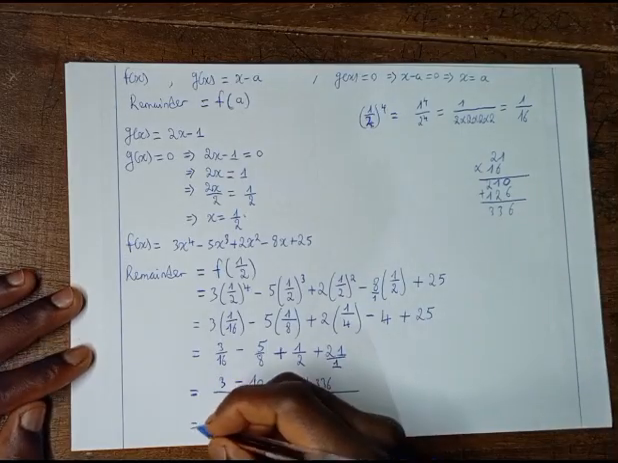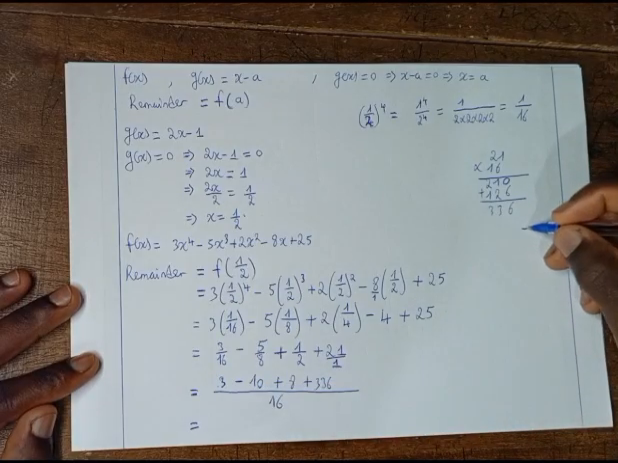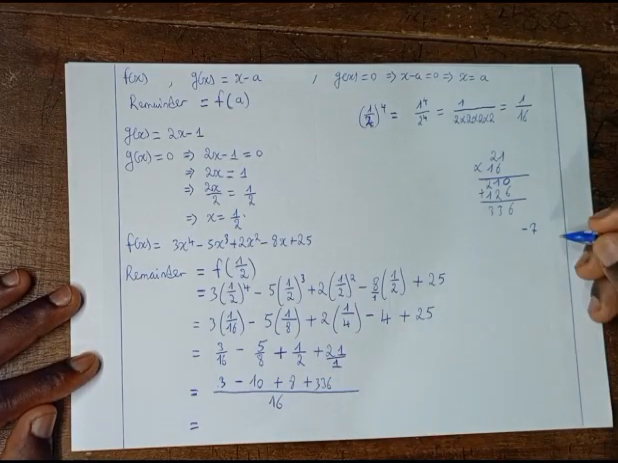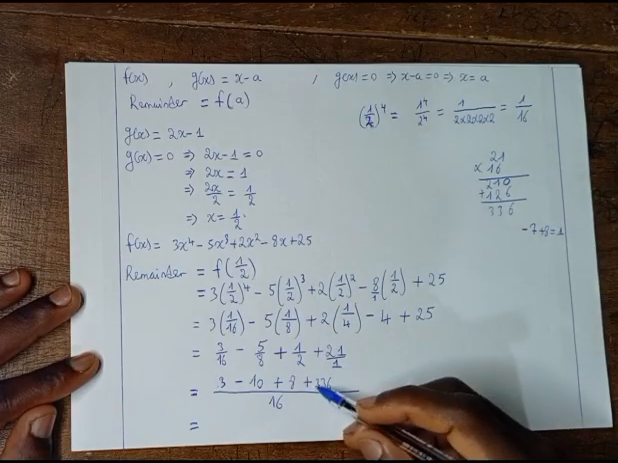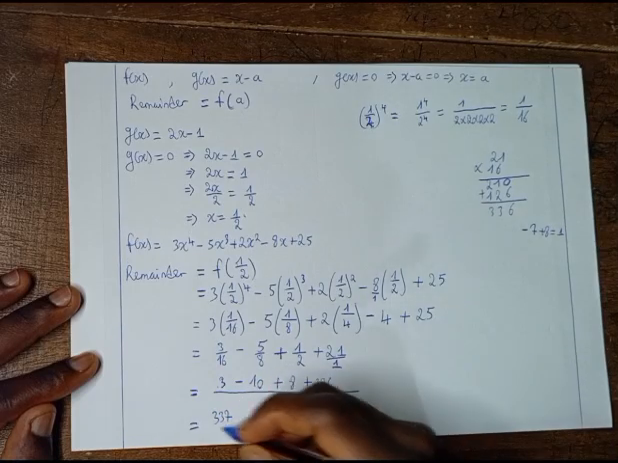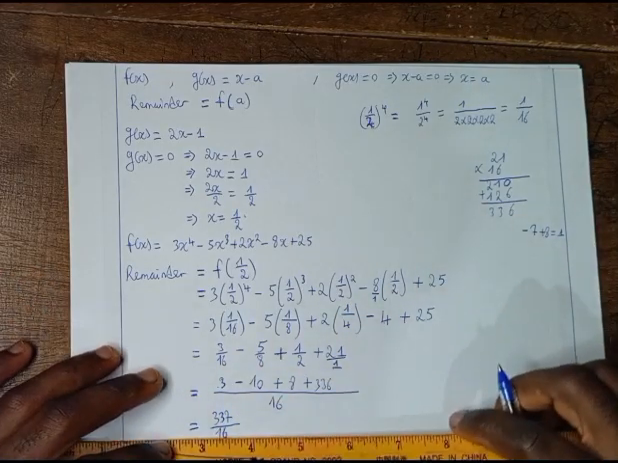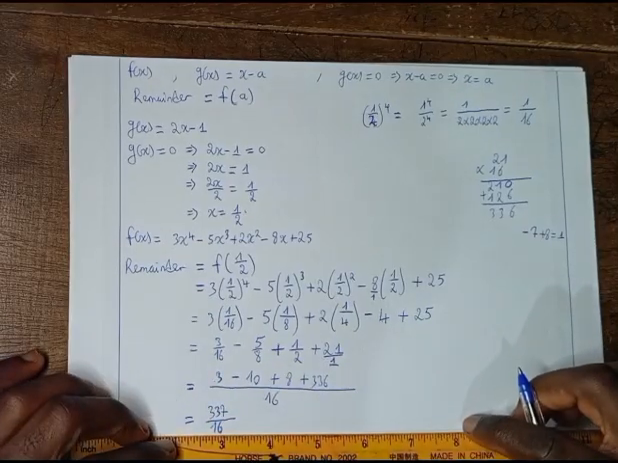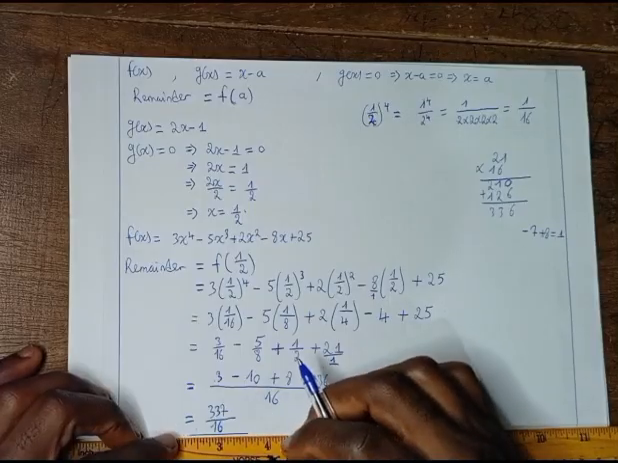Next thing that we have to do is simplify. 3 minus 10 will give us negative 7. Negative 7 plus 8 will give us 1. 1 plus 336 will give us 337 all over 16. This is the remainder. We're going to leave it as such, as an improper fraction. The remainder will simply be 337 over 16.